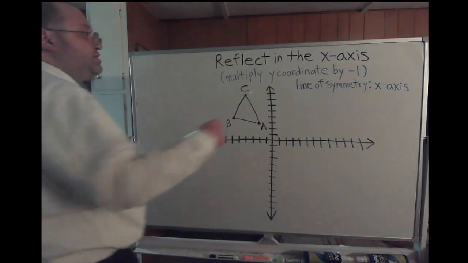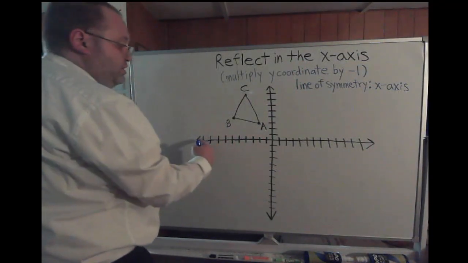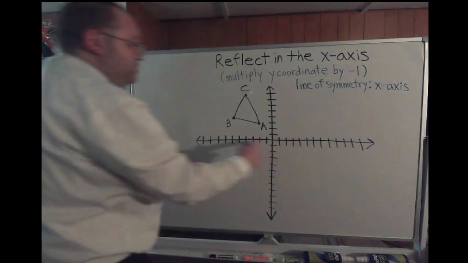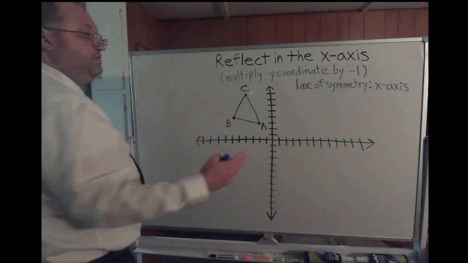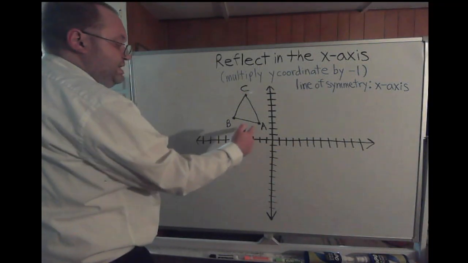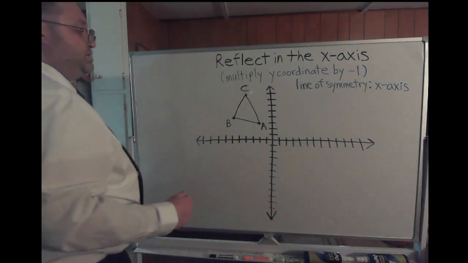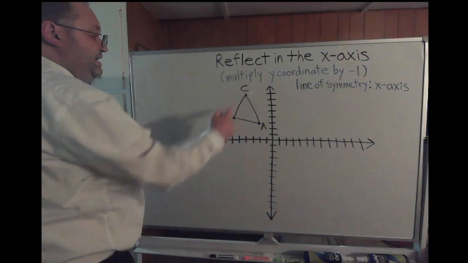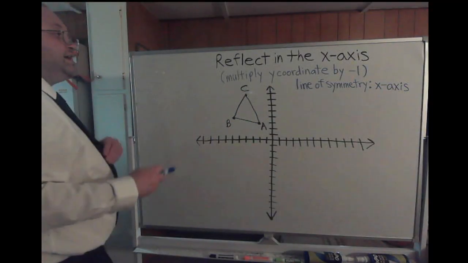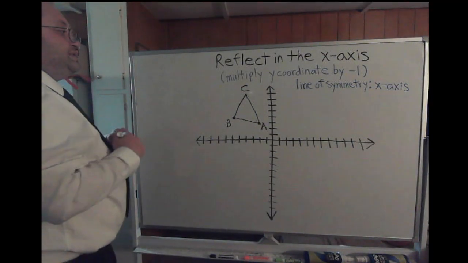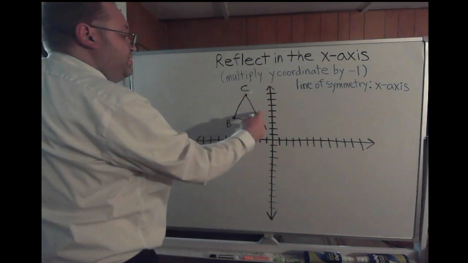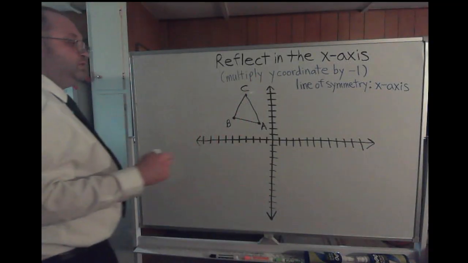So when you reflect across the x-axis, which goes from left to right, that's what's called your line of symmetry. That's the line that's being reflected over. That's all a line of symmetry is, a line that points are being reflected over. So here we have triangle ABC. We want to take that triangle and reflect it across the x-axis. In order to do that, you got to leave your x coordinates alone. You take your y coordinate of each one, you multiply it by -1.